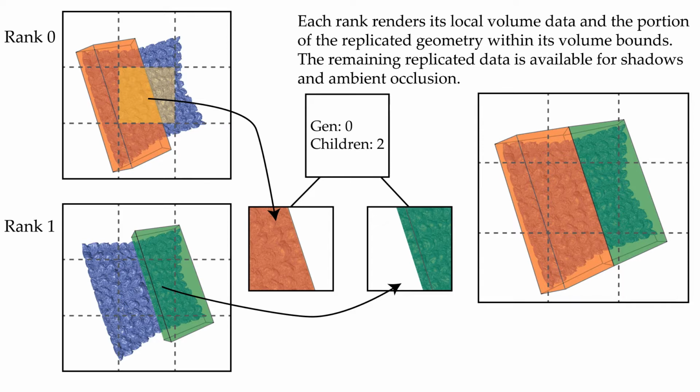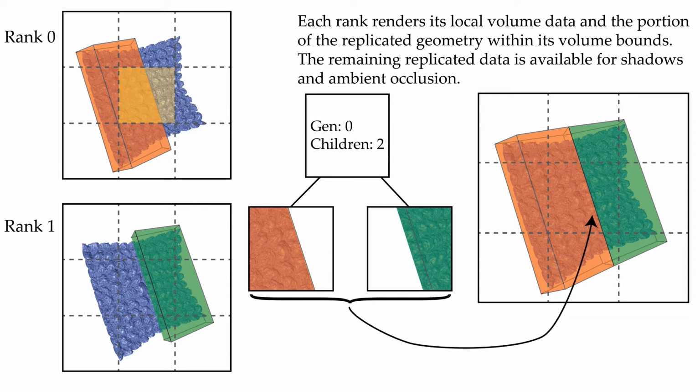Each rank will render the volume region assigned to it, and the portion of the isosurface contained in this region. The remainder of the surface will be used as a ghost region for computing shadows and ambient occlusion. The rendering work and compositing tasks for this scenario are identical to the standard data parallel configuration.